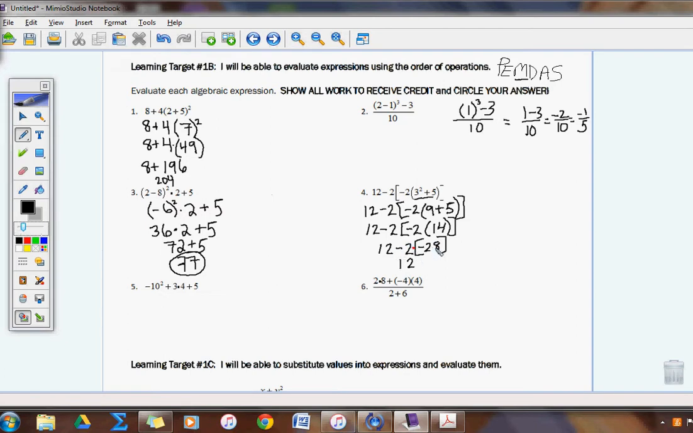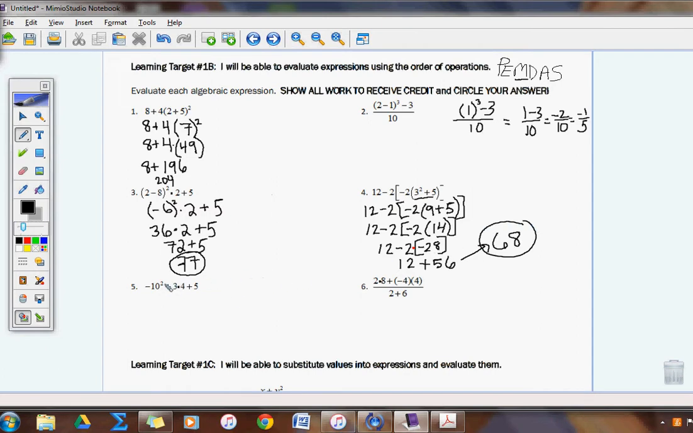Well, negative 2 times negative 28 is really addition, and 28 times 2 is 56. So then I'm running out of room here, but this is going to be 56 plus 12 because minus and negative became the addition, and that was multiplication. So we have 68. Hopefully this is helping you and you're getting better at these.